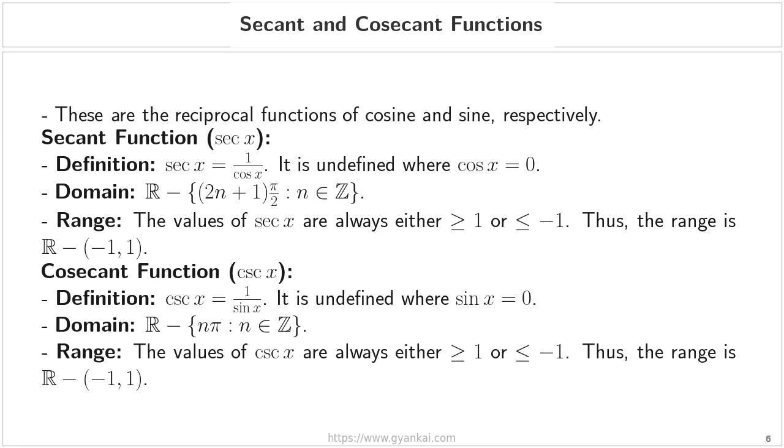The range for the cosecant function is identical to that of the secant function. The output values will always be either greater than or equal to 1 or less than or equal to -1, meaning the range is all real numbers except for the interval between -1 and 1. Pay close attention to these range restrictions, as we will use a real-world example in the next slide to help you visualize how these boundaries work.